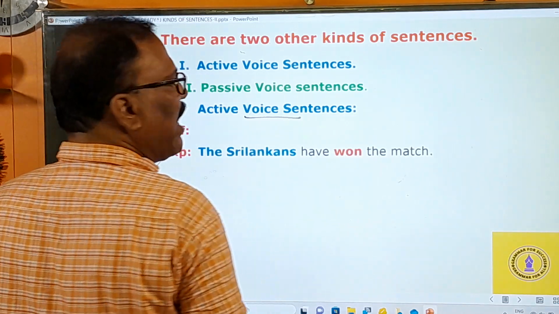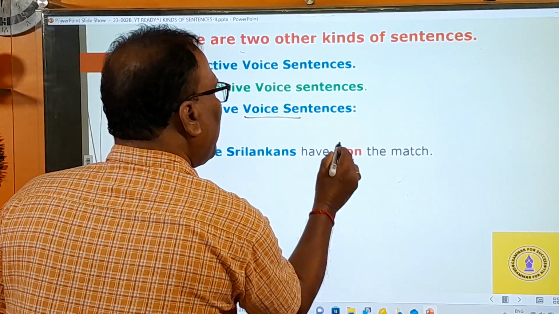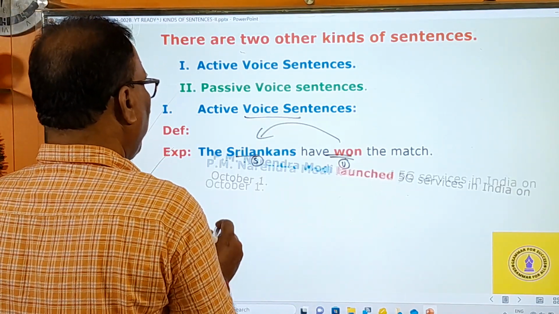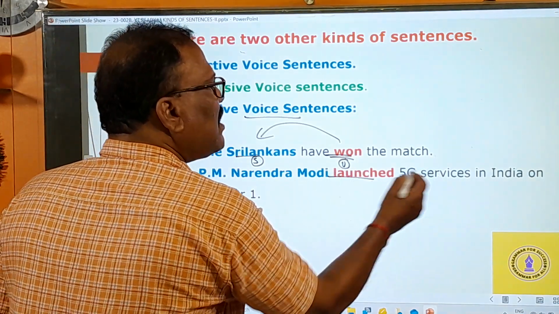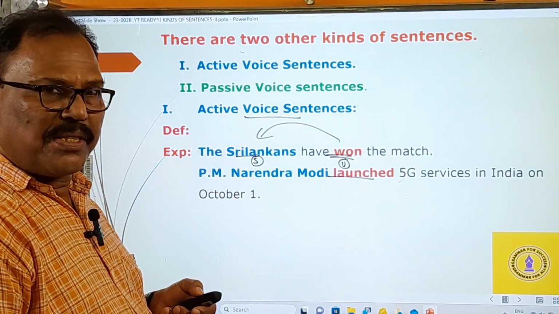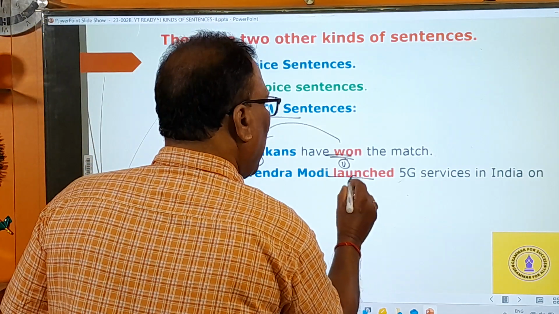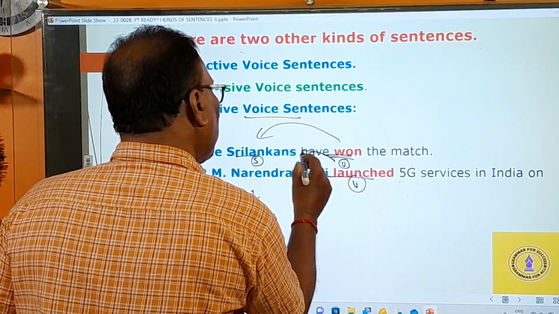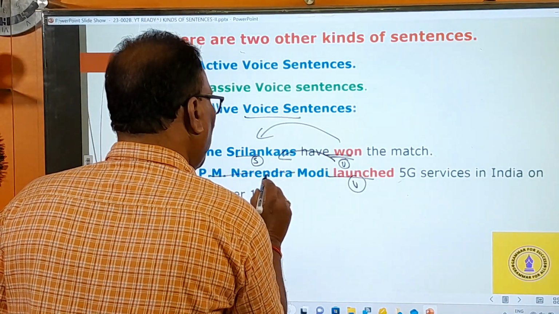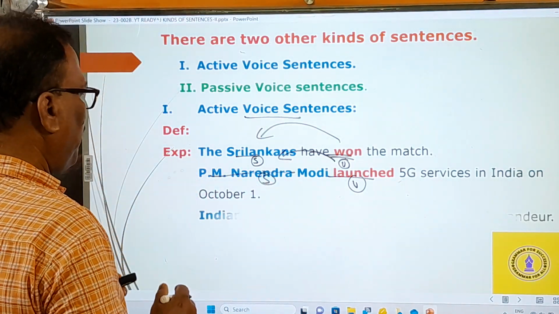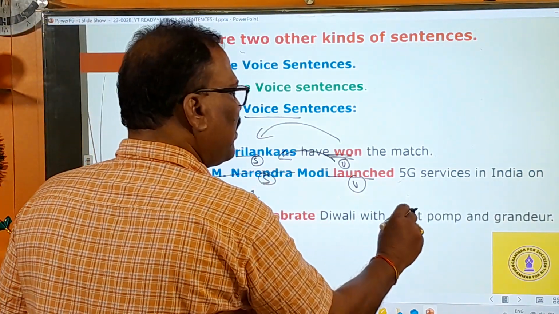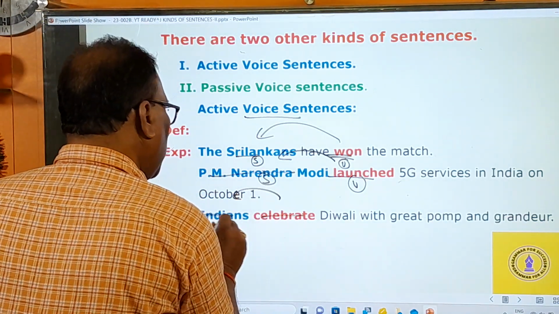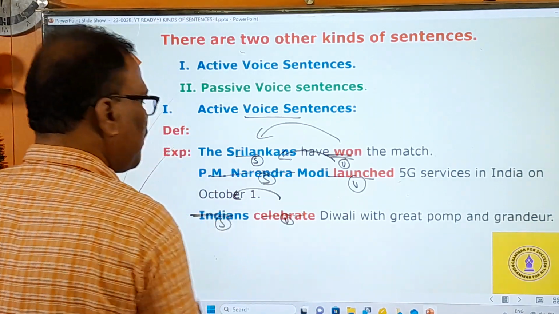The Sri Lankans have won the match. Who won the match? Sri Lanka. This is the subject, and won is the verb. PM Narendra Modi launched 5G services in India on October 1st. Launched is the action, and who is the doer of this action? PM Narendra Modi. This is a subject. Indians celebrate Diwali with great pomp and grandeur. Who celebrate Diwali? Indians. These are the doers of the action. This is the verb and this is the subject.